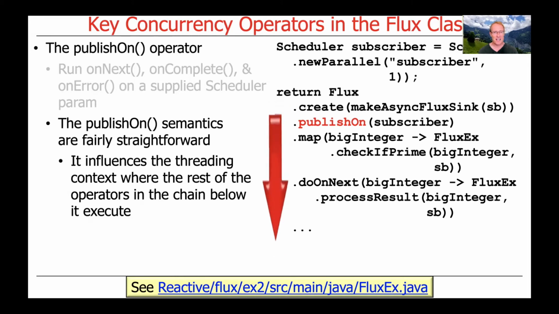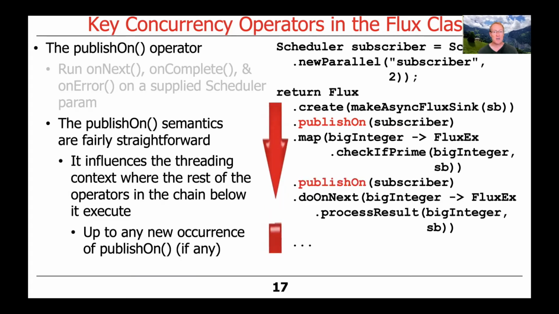We're going to have, in this case, a thread pool with a size of 1, and then all the operations from publishOn down to the end of that chain, or the occurrence of the next publishOn, will all run in the context of the subscriber scheduler, or the subscriber thread. Now, what's interesting here is if you put more publishOn operators later, you can actually change the thread context again. So just for kicks, I don't necessarily recommend doing it this way, but just for fun, I created a subscriber thread pool with 2 threads in it.